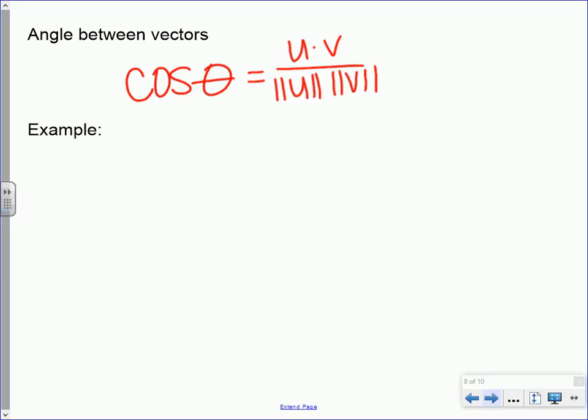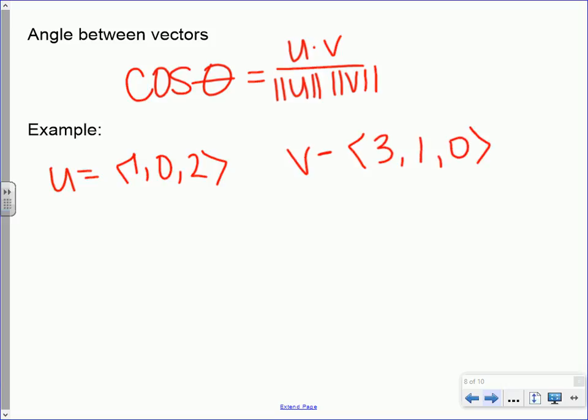Okay? So if I have vector u as 1, 0, 2, and vector v as 3, 1, 0, and I ask you to find the angle between these two vectors, we need three things. We need the magnitudes of each, and we need the dot product.